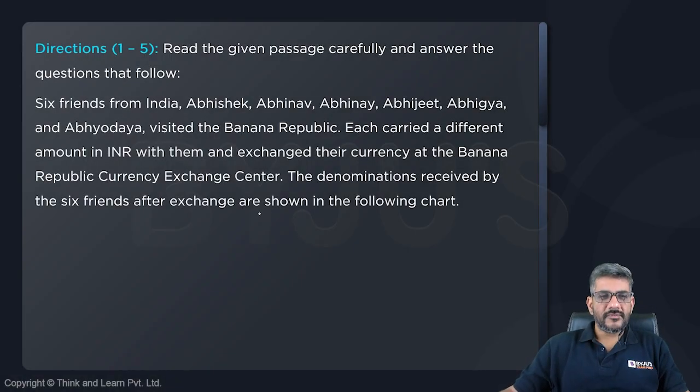So let's start with the first set. 6 friends from India, Abhinav, Abhinay, Abhijit, Abhigya and Abhyuday visited the Banana Republic. Each carried a different amount in INR with them and exchanged their currency at the Banana Republic Currency Exchange Center. The denominations received by the 6 friends are shown in the following chart.